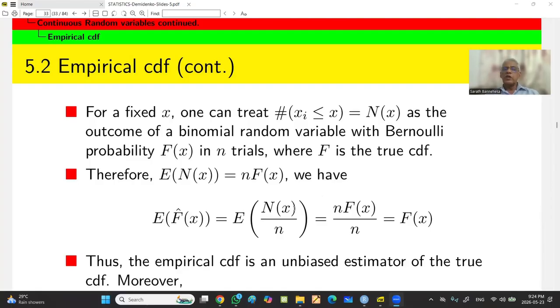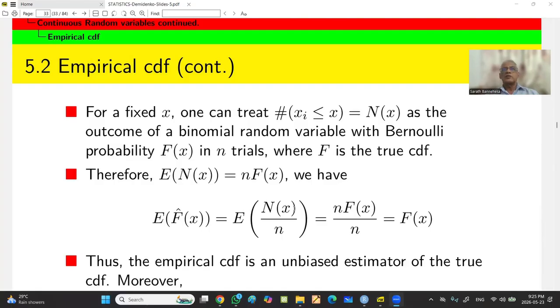Now, we have n observations taken from the same distribution. Therefore, for each observation, there is a probability that it is less than some x. The probability that x1 is less than x is some value. We don't know that value, so let's call it theta, an unknown constant. The probability that x2, the second observation, is less than x will also be theta, because x1 and x2 come from the same distribution.